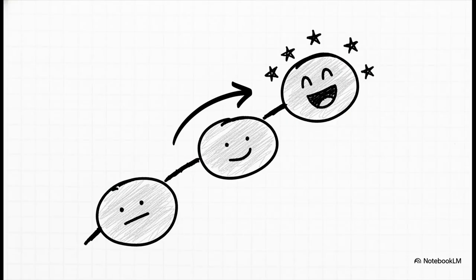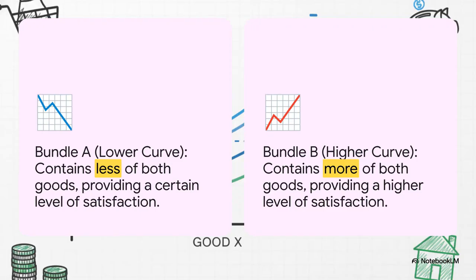And it's great? Using this map is super, super simple because there's one golden rule you just have to remember. Higher is better. That's it. Curves that are higher up and farther to the right, they always represent a higher level of satisfaction. More is always, always better. Just look at this slide. It shows the rule perfectly. You've got bundle A on that lower curve and bundle B on the higher one. Now just look at them. Bundle B has more coffee and more cookies.